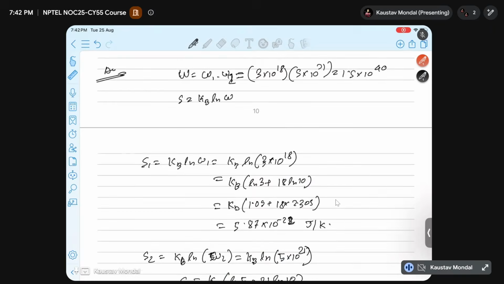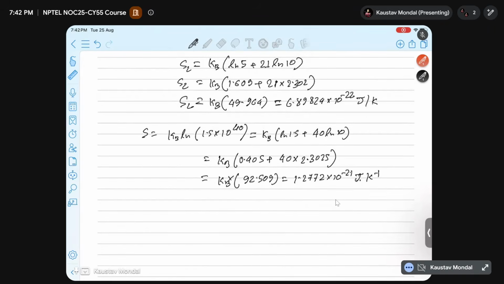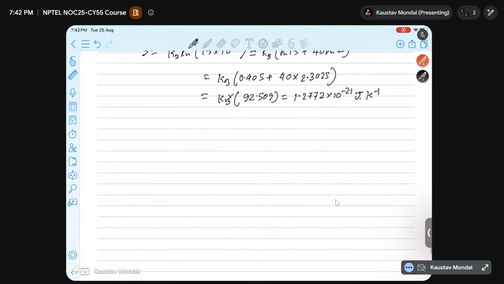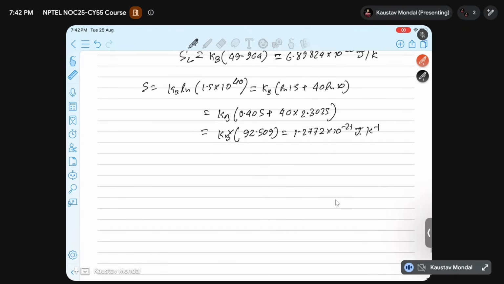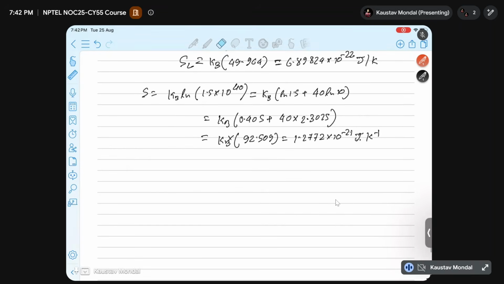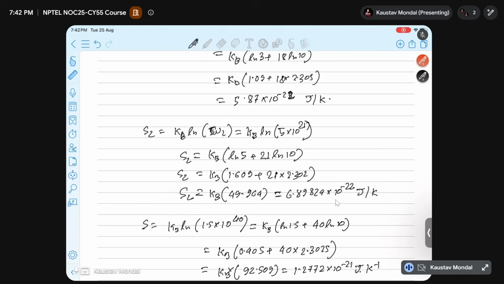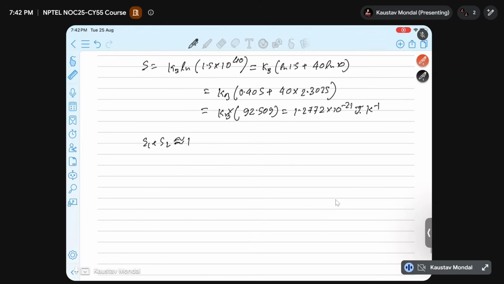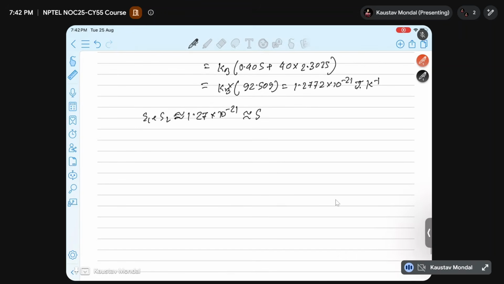So this is the problem. The main thing in this problem is that this total S you get is 1.2722, right? Now this same S you can get by adding S1 plus S2 also. If you add S1 plus S2, this also gives you around 1.27 into 10 to the power minus 21, which is S basically. So the total entropy is the addition of two entropies.